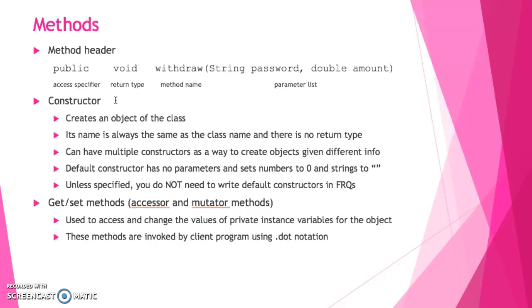Next thing that we'll see are get and set methods, and these are the accessor and mutator methods, and these are used to allow us to interact with these private instance variables, so that way the client program can adjust those values.